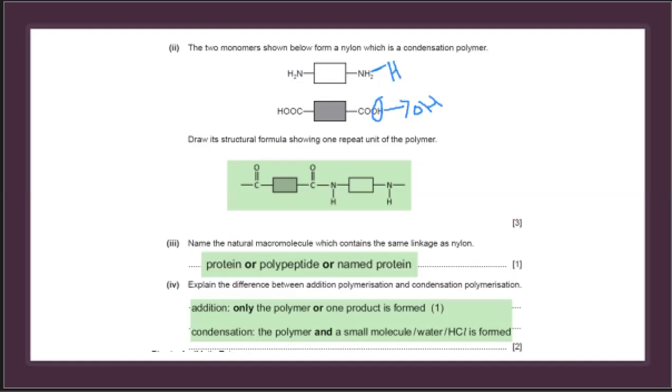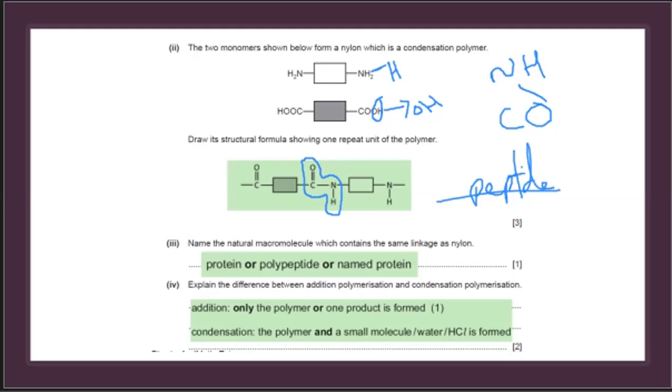Right? When that happens, all we would be left with is NH and C double bond O. They can now come and bind together to give us C double bond O and H. That is a peptide bond.